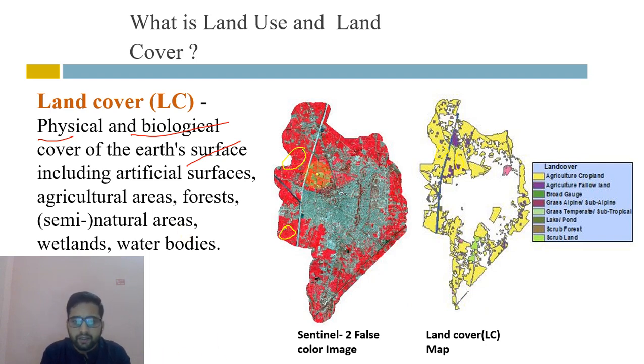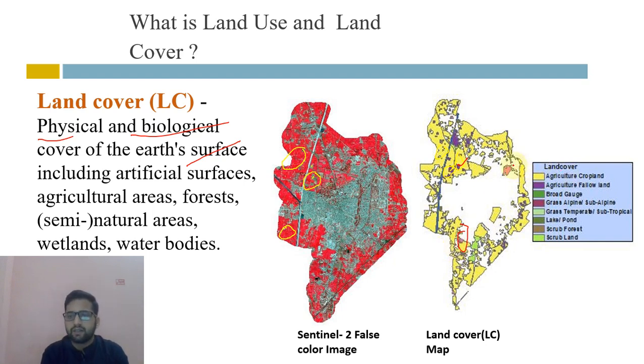Then here is the agriculture fallow land. This is the agriculture fallow land, represented in this color. So agriculture fallow land is a land cover feature, and another is the shrubland. We can see the shrubland also, as a land cover feature.